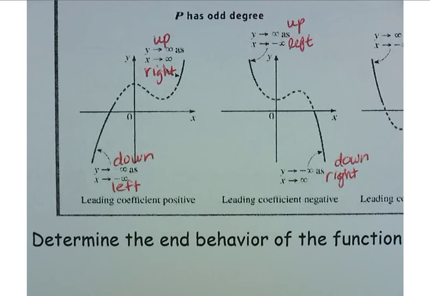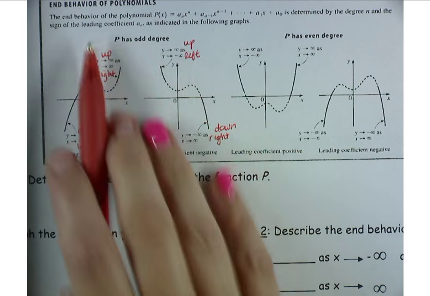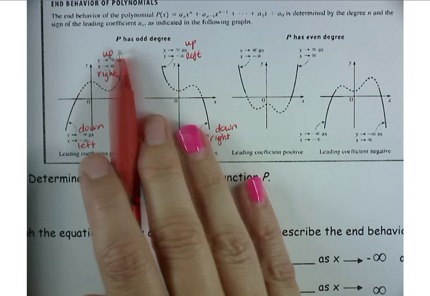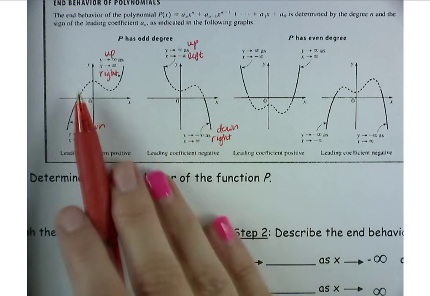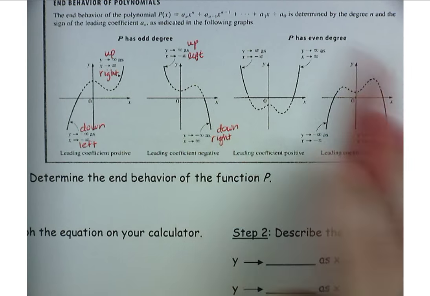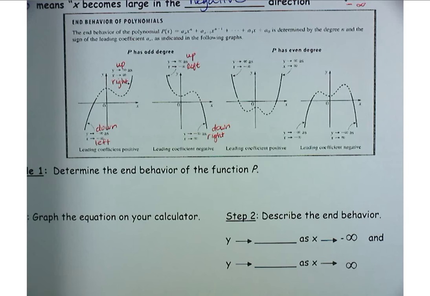All right, now I want you to take a minute and notice that there are a couple patterns here. The first thing I want you to look at is how this is classified. See how it says p has an odd degree, and that's for these two graphs, and then p has an even degree, that's for these two graphs. And I want you to tell the person next to you what you notice about those two.